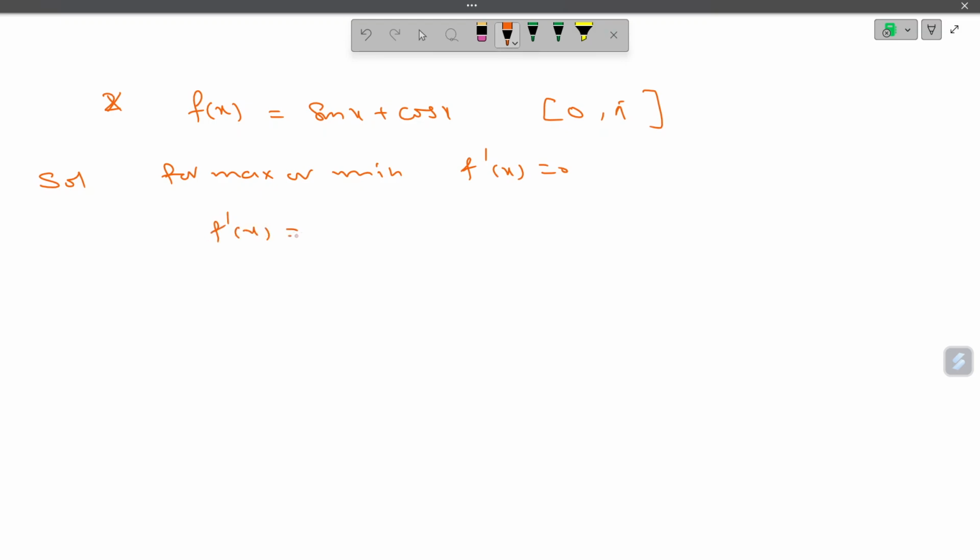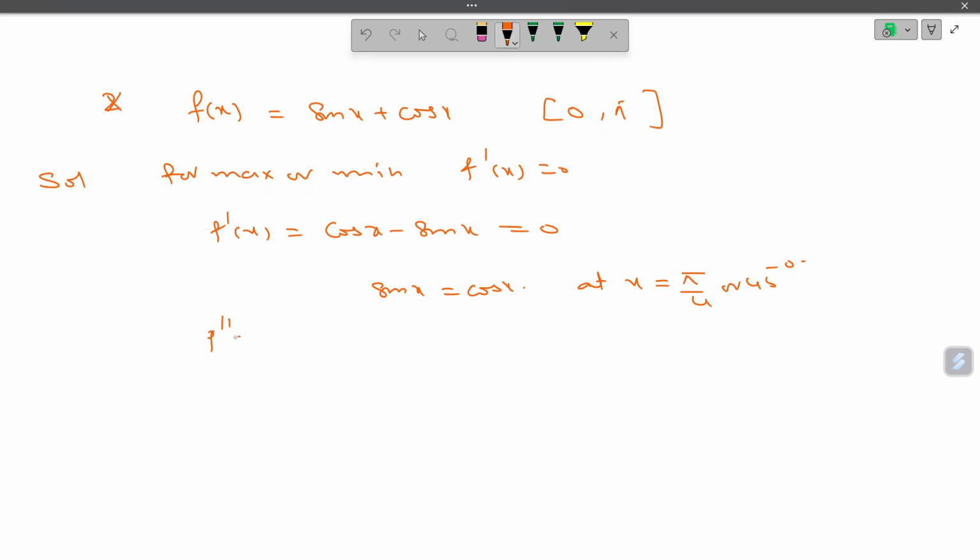So f dash x: the derivative of sin x is cos x, the derivative of cos x is minus sin x, equal to 0. Sin x equal to cos x. You see, sin x is equal to cos x is possible only at theta equal to 45 degrees, pi by 4. So f dash x equal to 0 at theta equal to 45 degrees.